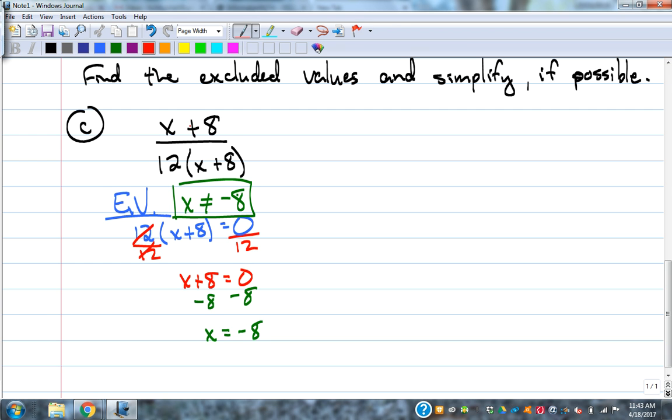Okay, so if this factor and this factor cancel, what's left on top? 1. It's just like if you had 3/6. What does that reduce to? 1/2. If everything on the top cancels out, then there's a 1 left there. If everything on the bottom were to cancel out, there'd be a 1 left there. So we have a 1 on the top and 12 on the bottom, and that's it. That's simplified. All right, excluded values: find them first, and then simplify.